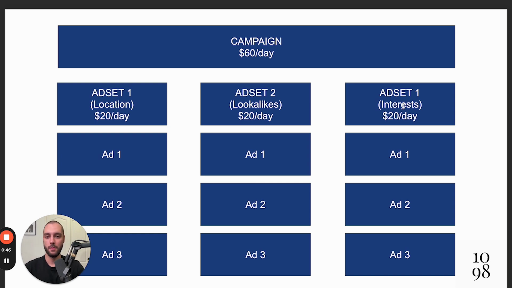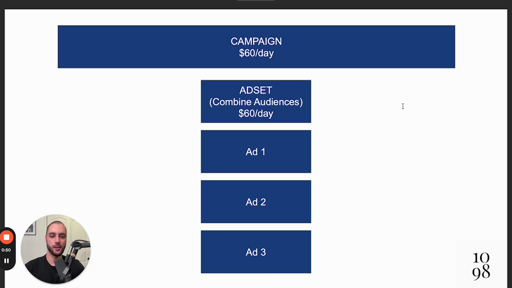It was a lot of manual work, very hands-on. Now what they want us to do is actually decrease the number of ad sets. So one ad set in one campaign, and we're going to combine our audiences, so we're going to have a larger audience. We're also going to increase our budget. So now instead of having $20 spread across 3, we're going to put it all together. We're going to have one ad set with $60 a day, and then one of each ad.